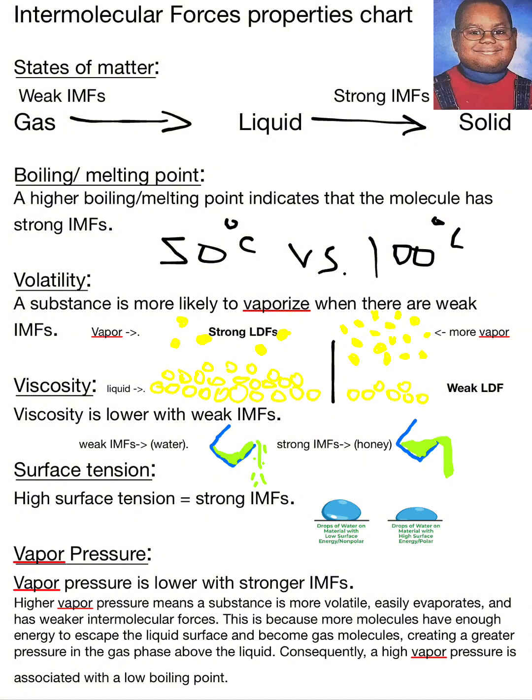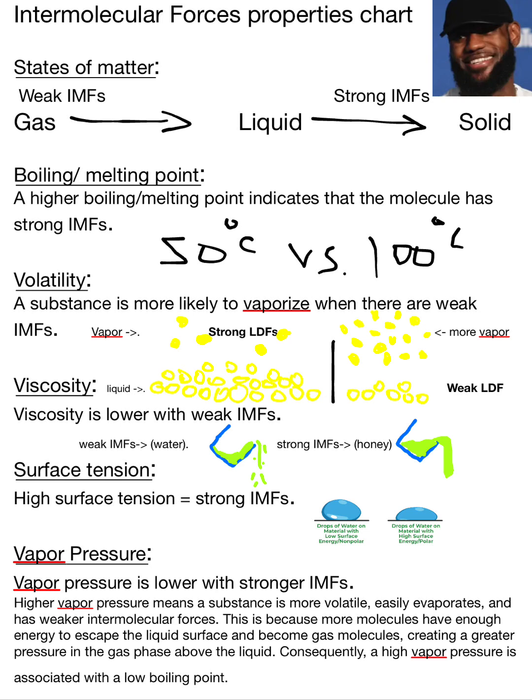Now, surface tension is sort of a difficult concept to grasp. So here's a definition: the force acting on the surface of a liquid tending to minimize the area of the surface. It is also known as the interfacial force or interfacial tension. To relate this to IMFs, water has high surface tension because of the hydrogen bonds between the water molecules at the surface. All you need to know for this course, though, is that higher surface tension equals stronger IMFs.